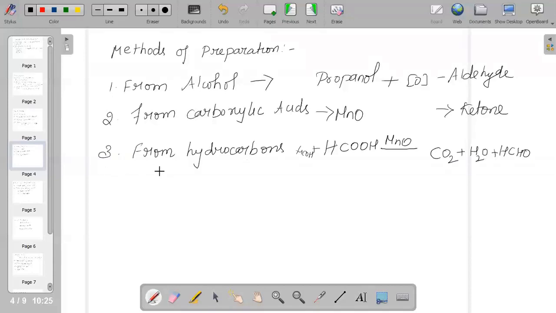We can even prepare aldehyde from acid hydration of alkynes. So when I say ethyne plus water in presence of H2SO4 and HgSO4, it will give us ethanal. And when we use a proper reagent, it can give us an aldehyde, that is ethanal. So there are different methods which we use in order to prepare aldehyde and ketone.